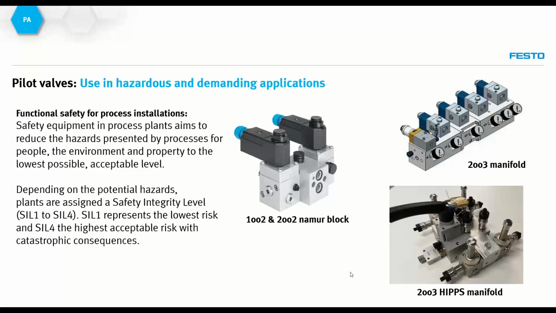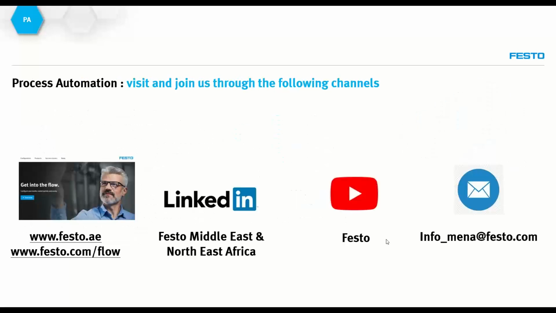So especially in demanding applications, we see that we're not only relying on a single solenoid valve, but mainly on multiple solenoid valves within the system connected together. So this is it on this topic. We're almost coming to an end.